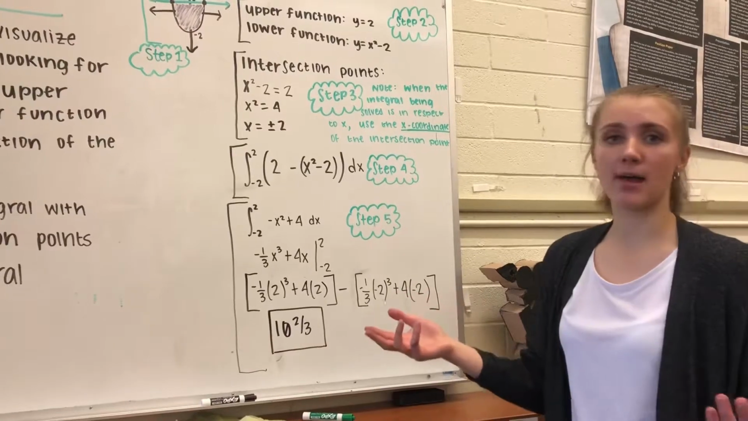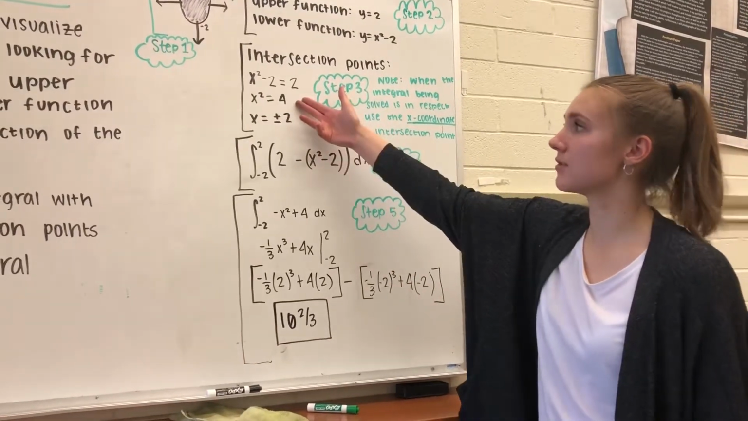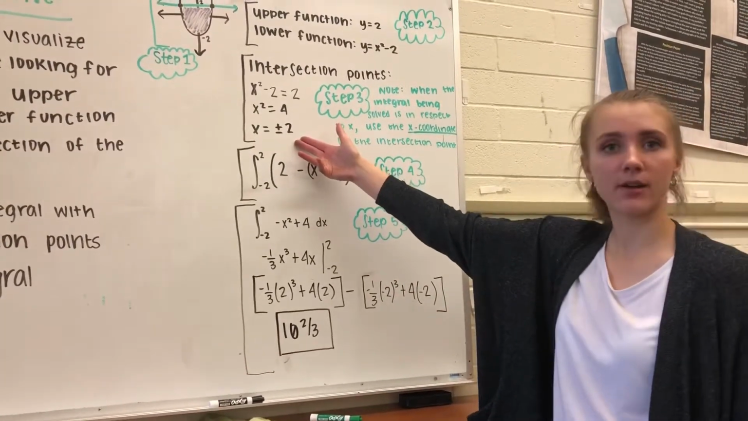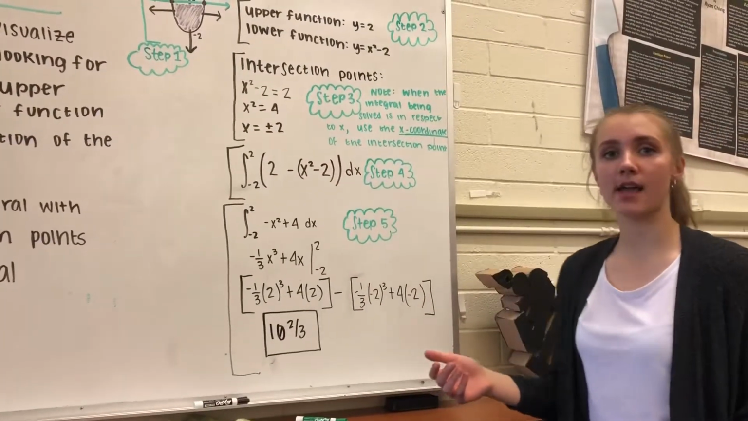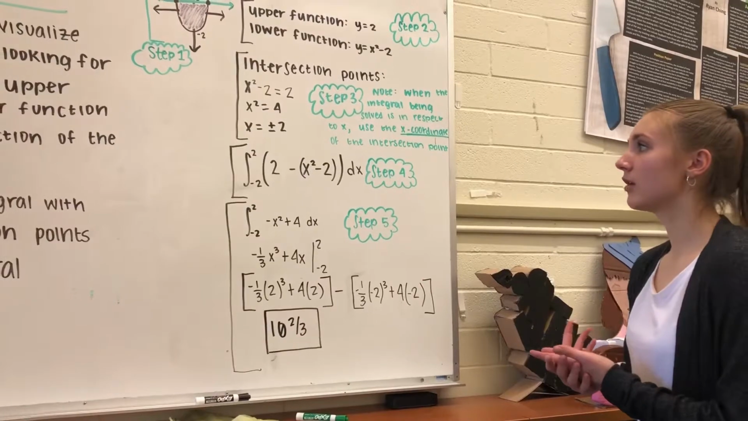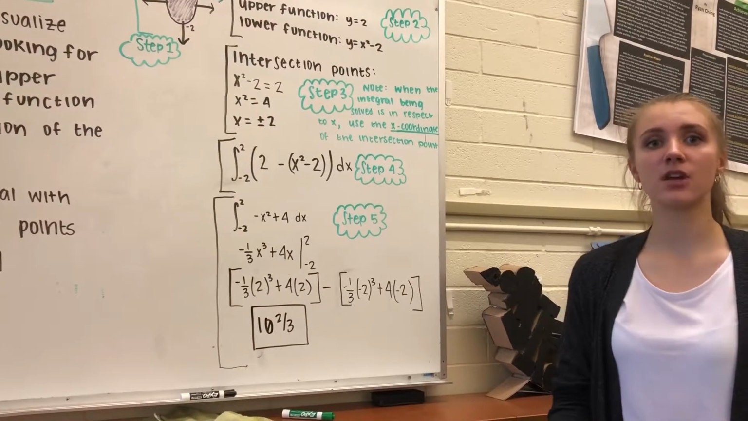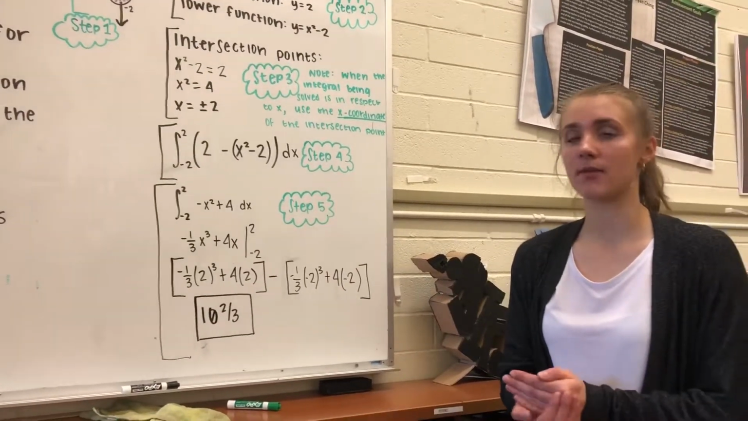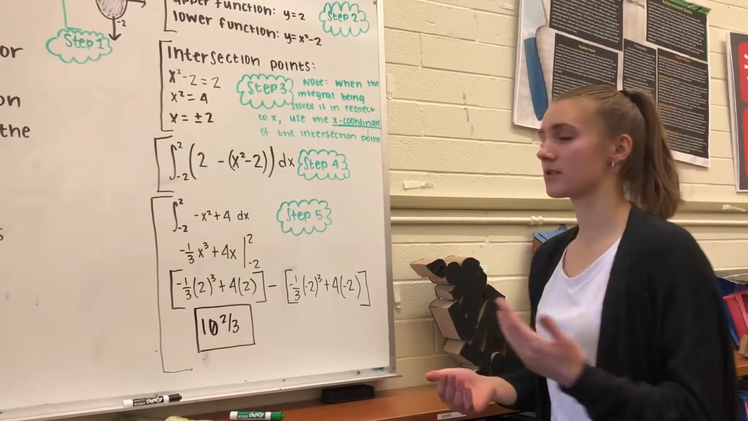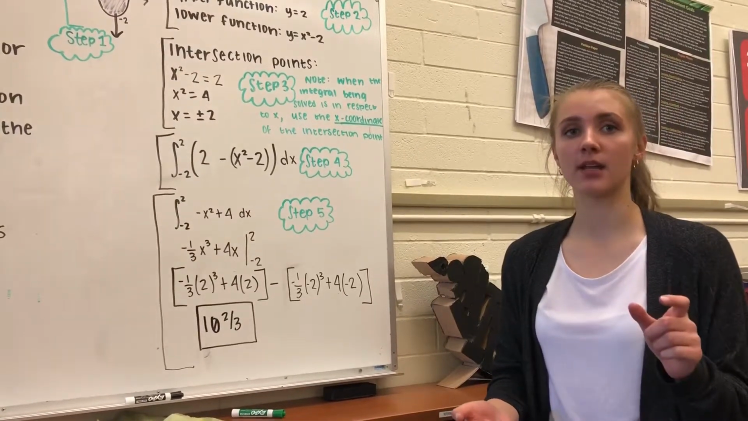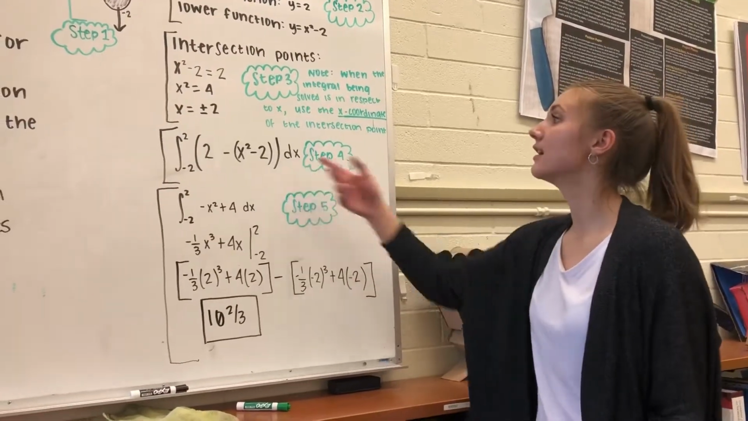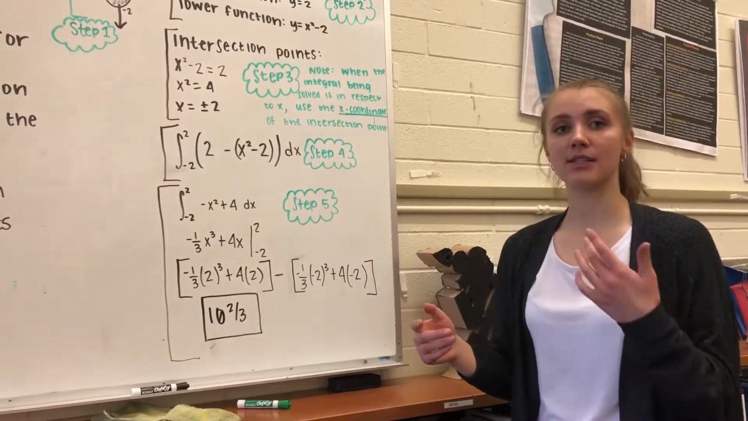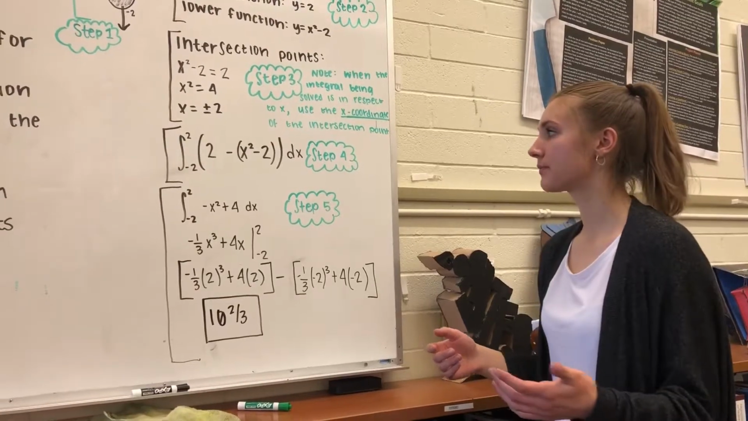How we do this is simple algebra. We set the two functions equal to each other and solve for x equals positive or negative 2. And something to remember is that when you're setting up your integral, if your integral is in respect to x, you always use the x coordinate of the functions. If your integral is in respect to y, you want the y coordinate. But because the integral that we're looking at right now is in respect to x, we want the x coordinate. So x equals positive and negative 2.